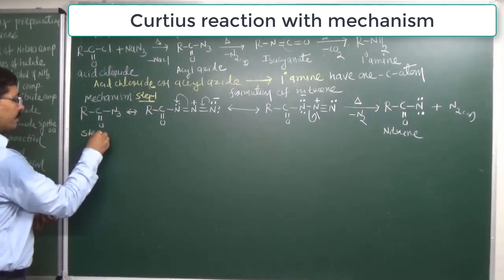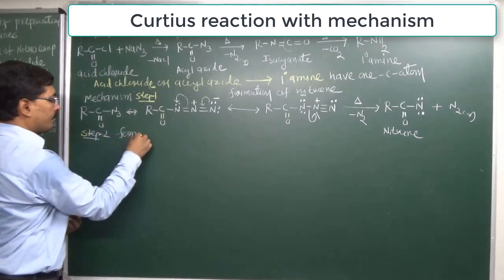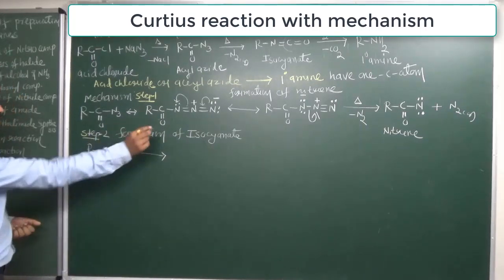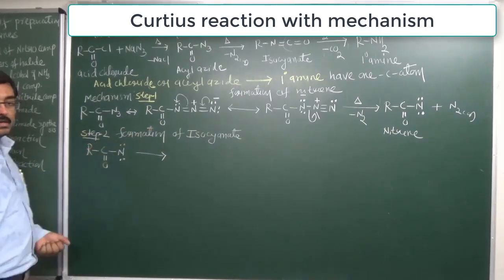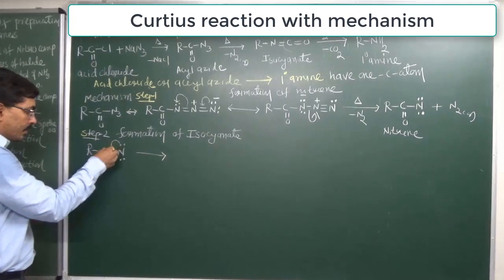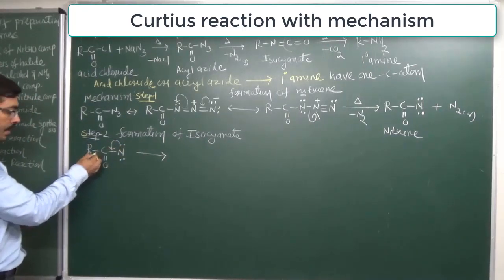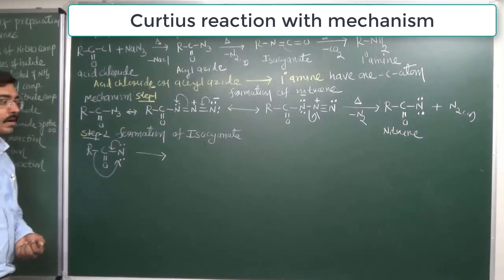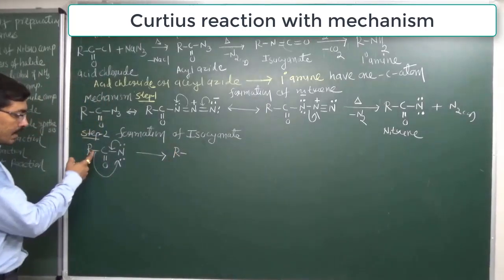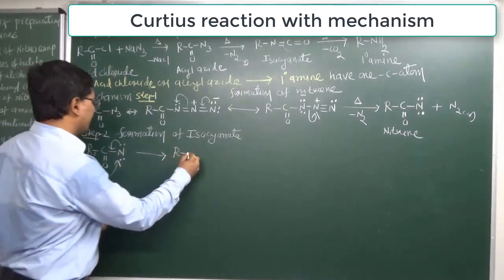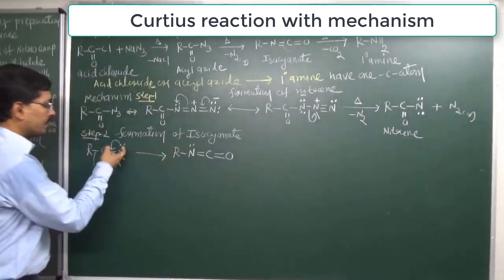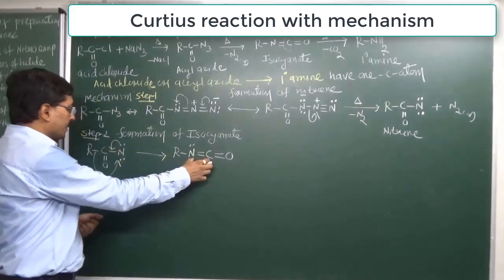isocyanate. So we can write step 2, formation of isocyanate. Now for this alkyl group, nitrogen should have three bonds, but you observe that here there is only one bond. So this nitrogen gives an electron pair to carbon, then this bond will break, and this alkyl group with its electron pair transfers onto nitrogen. So this nitrene is unstable in nature, so it converts into an isocyanate. We can write the structure in this way. Now there is a double bond between carbon and nitrogen. Nitrogen will give an electron pair to carbon, so there is a double bond between nitrogen and carbon.